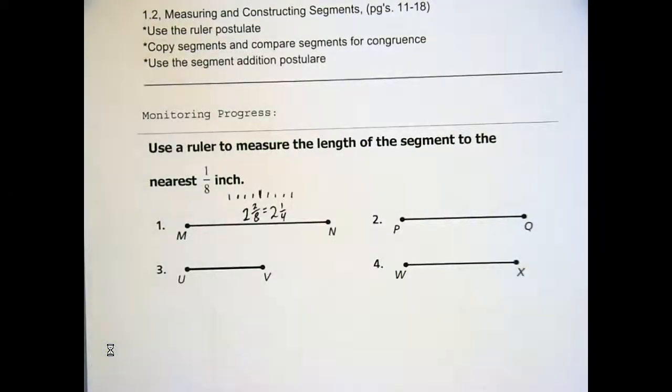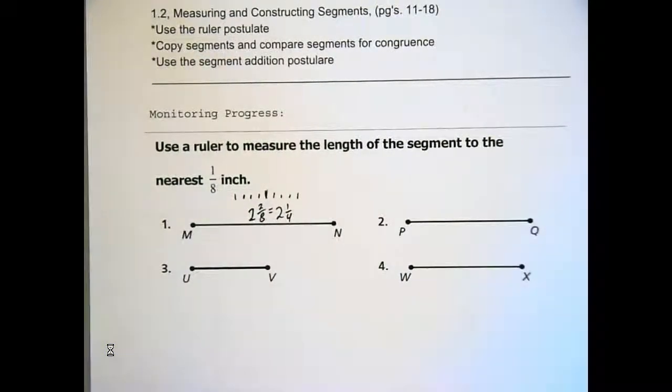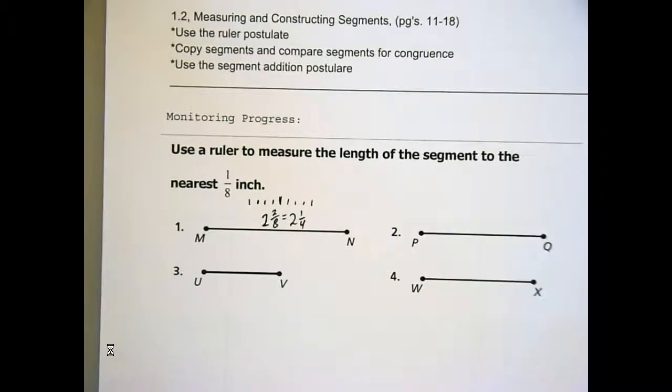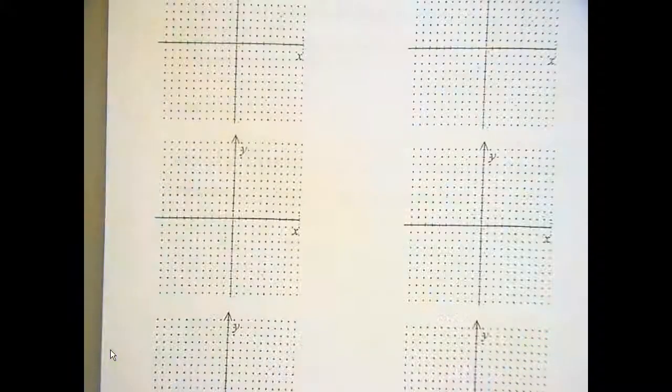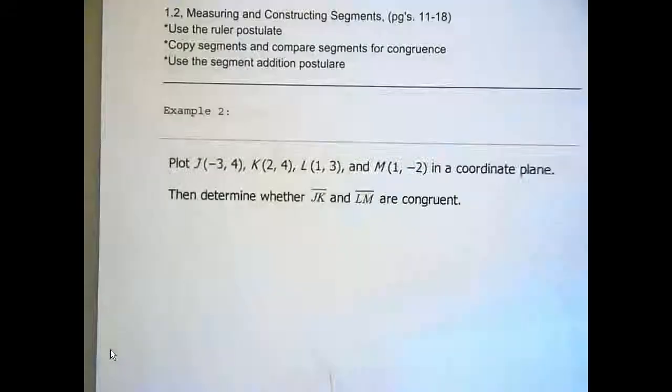All right, sounds like 1 and 5/8 is what you get. That's kind of the consensus there. Hey, any questions on that? All right, so we're just measuring using our ruler there.